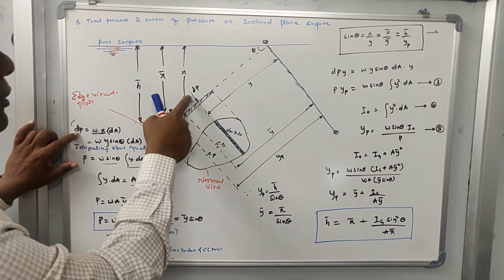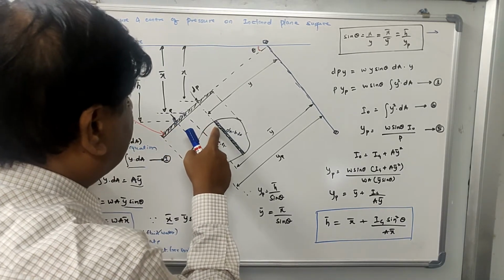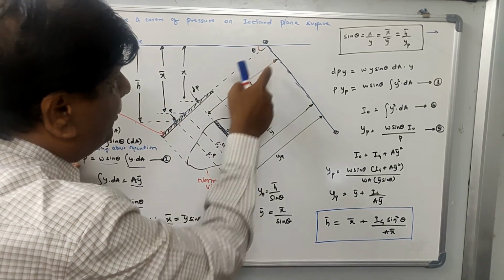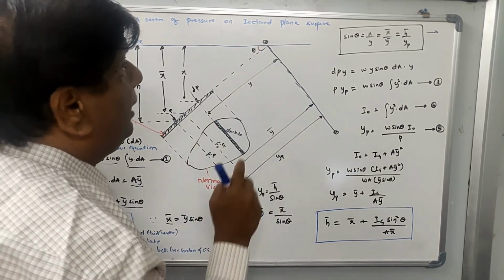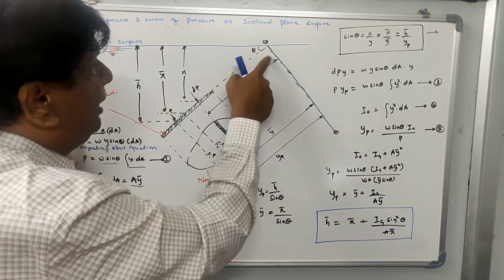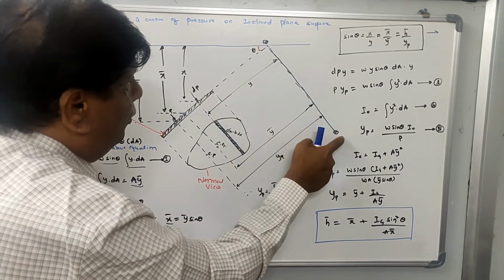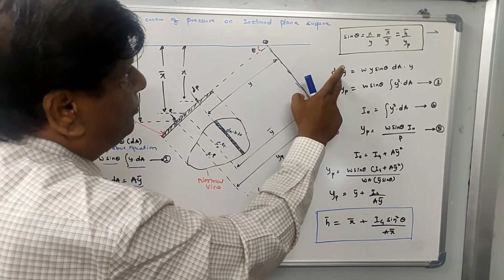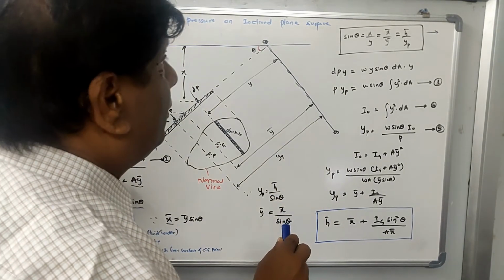dP is the total pressure acting on this strip. The moment of this total pressure dP is dP multiplied by the perpendicular distance between the axis about which we are taking moment. Let us take the moment about the axis OO. The moment of the total pressure dP about the axis OO is equal to dP into this perpendicular distance, which is y. So dP into y.